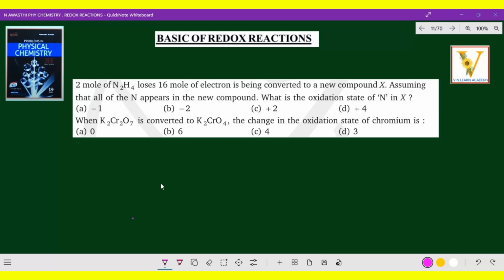Hello students, today we are going to see some more interesting and important questions from basic redox reaction, that is from Narendra Avasthi sir's physical chemistry. Come on, let us discuss the first question.